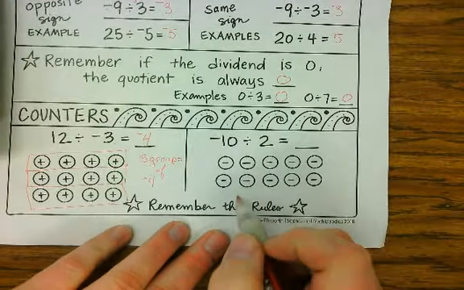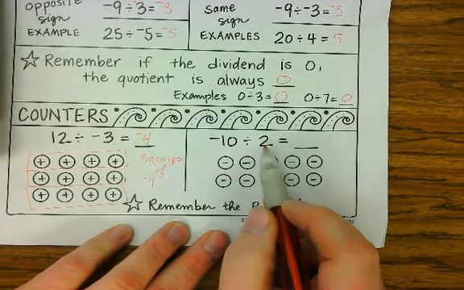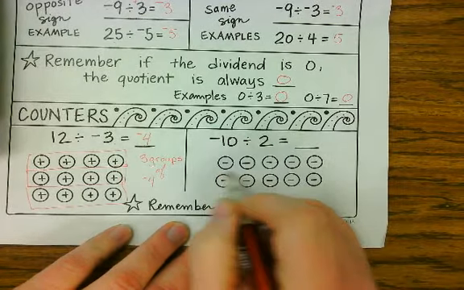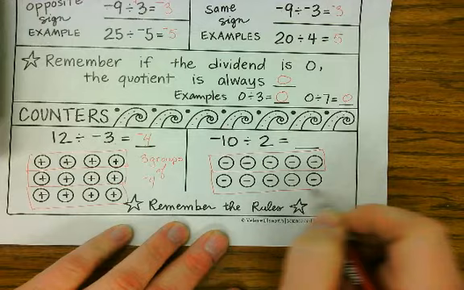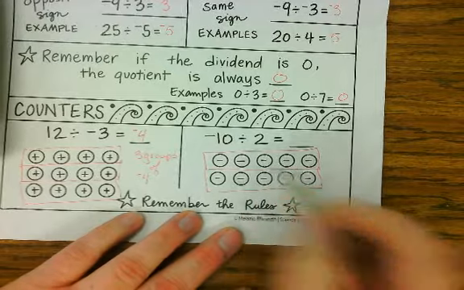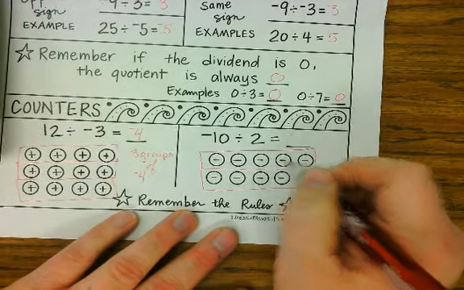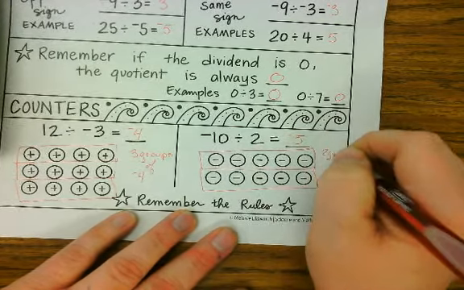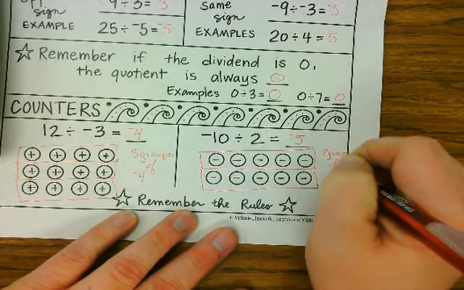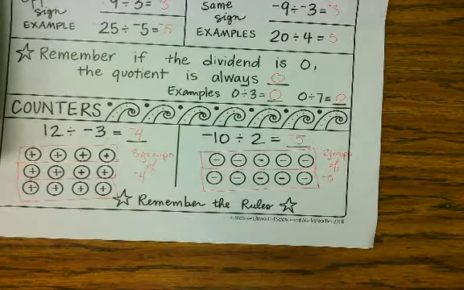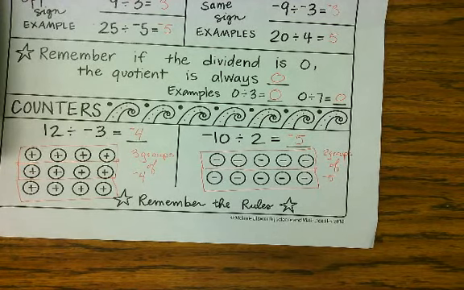Trying again. If we have 10, we know our total is 10 negatives. We have 2 groups. So we make 2 groups here. And we know that something had to be negative to make this into a negative. And it gives us 2 groups of 5. So we have 2 groups of a negative 5. And that gives us a negative 10. So dividing is literally doing multiplication in reverse.